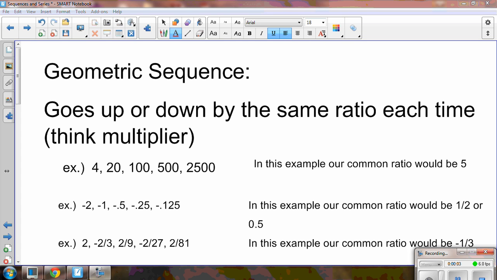Okay, this is Unit 11, video number 2, and we're talking about geometric sequences and series, and we will do some Regents questions at the conclusion of this discussion. This is a geometric sequence.